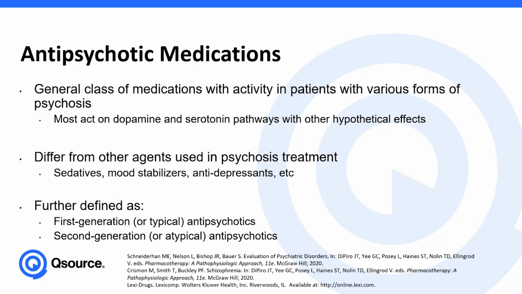So antipsychotic medications are a general class of medications that have activity in patients with various forms of psychosis. They differ from other agents that are used in psychosis treatment. So there are sedatives and mood stabilizers and antidepressants that have benefit in patients with different types of psychosis-related conditions.